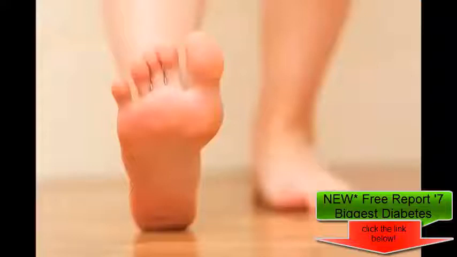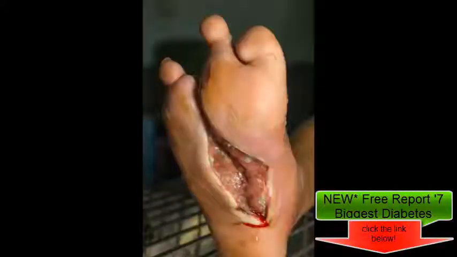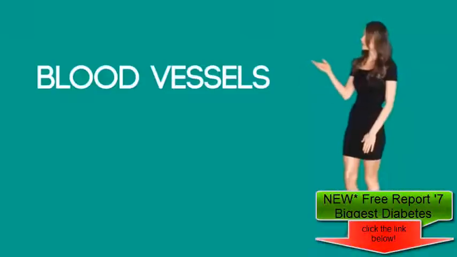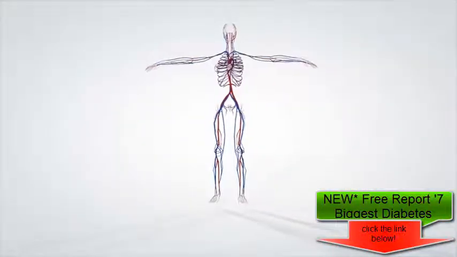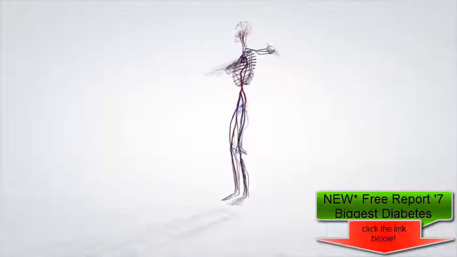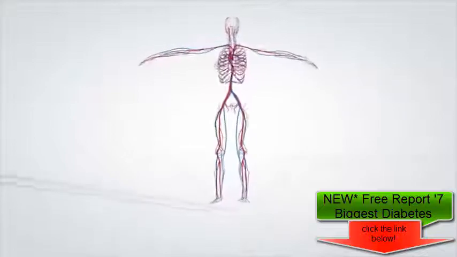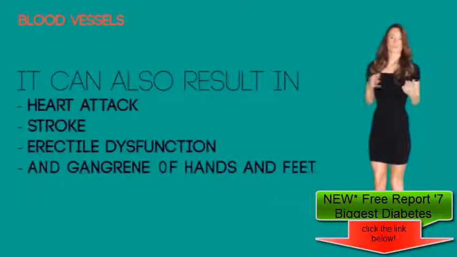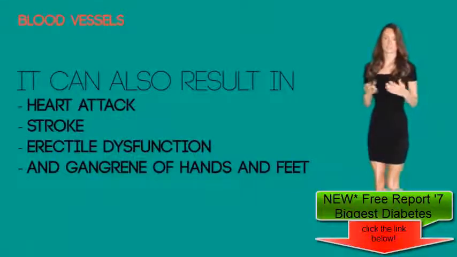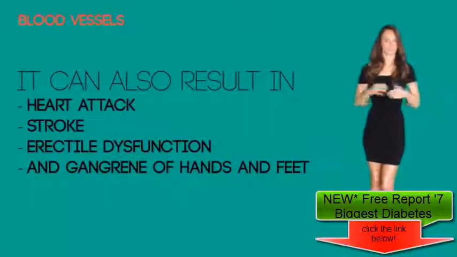The skin can also be infected. The skin can develop ulcers and can slow recovery from wounds, which can cause infections, especially in the legs and feet. Slow or almost no recovery from wounds leaves amputations as a last resort. The blood vessels are also affected. The blood vessels are affected due to poor blood circulation, which also means slow recovery from wounds and hence susceptibility to infections. It can also result in heart attack, stroke, erectile dysfunction, and gangrene of the hands and feet.